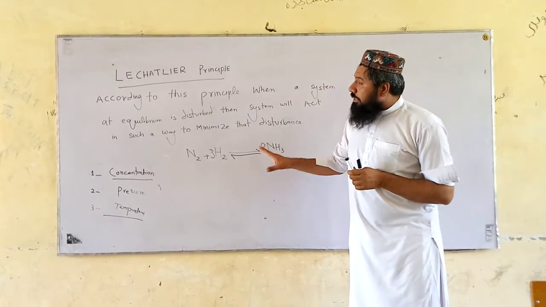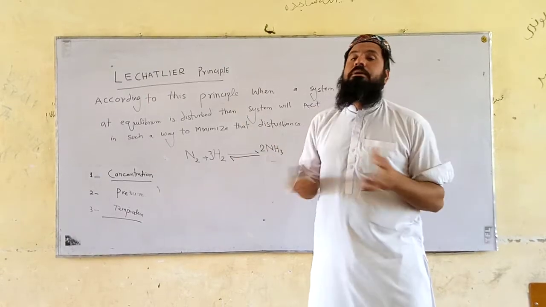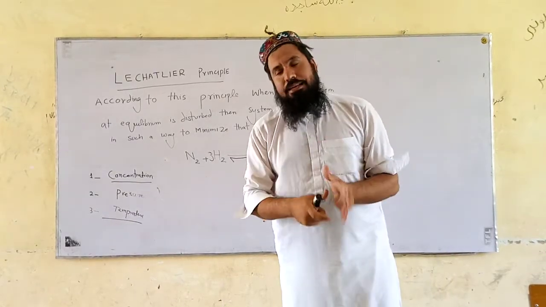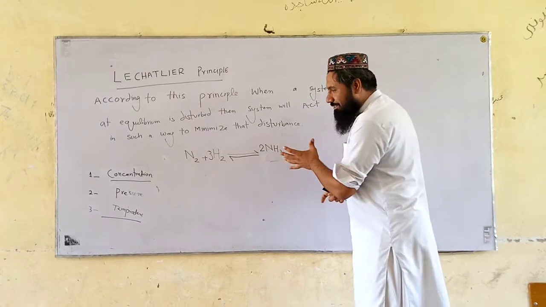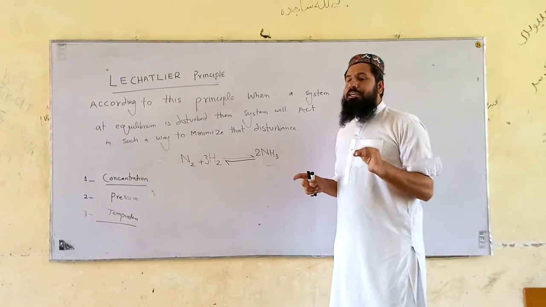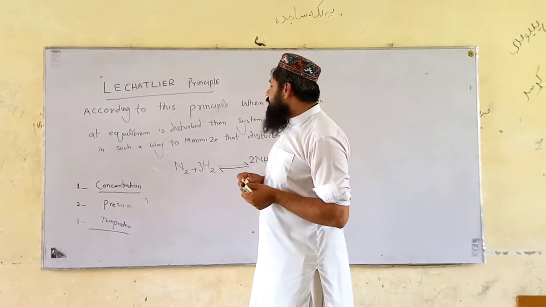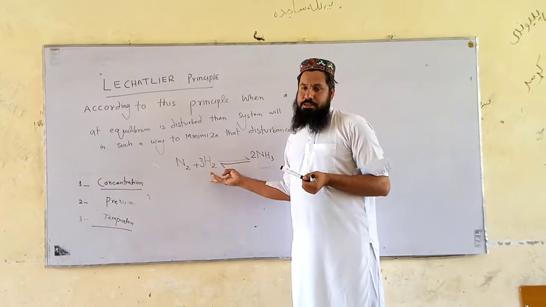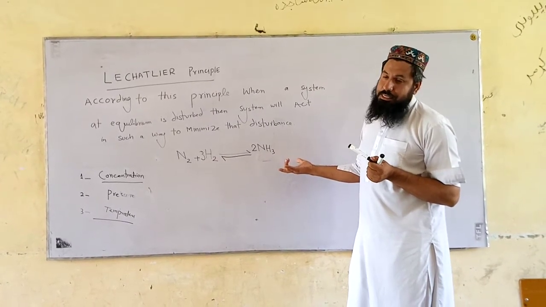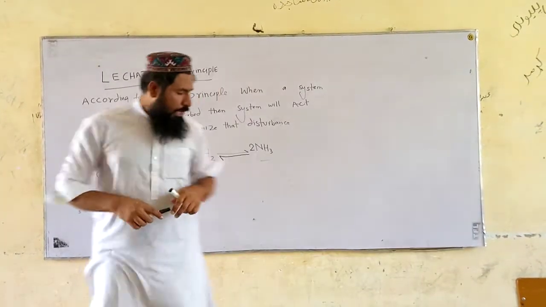So according to Le Chatelier's principle, when we disturb a system that is in equilibrium, then what will happen? The system will act in such a way as to counterbalance that change. So first, I will increase the concentration of nitrogen gas. Then I will increase the concentration of the hydrogen gas. And then I will increase the concentration of the ammonia gas. And you will see what is going on. Okay?